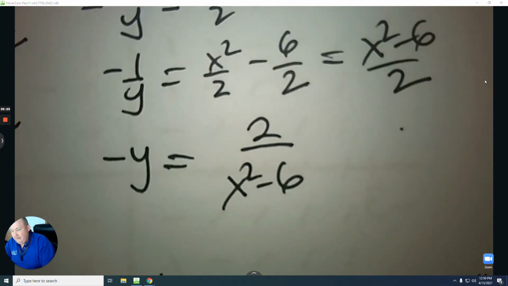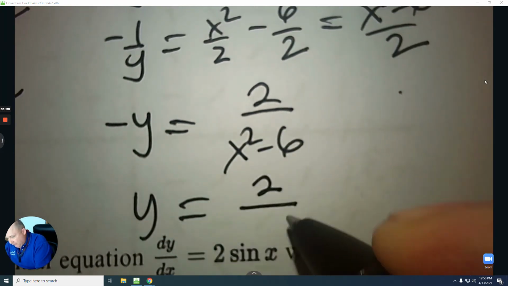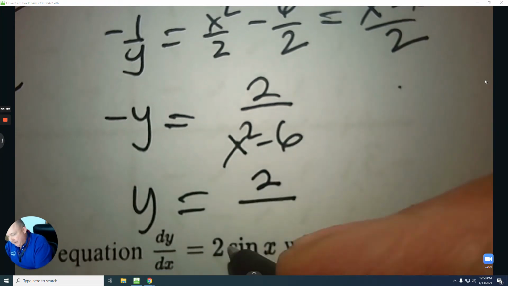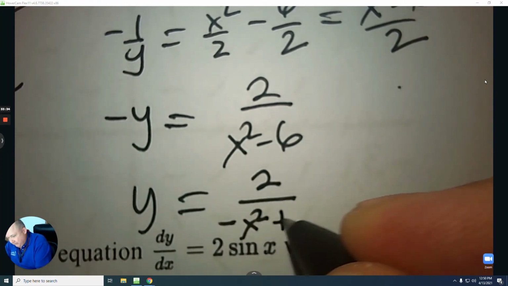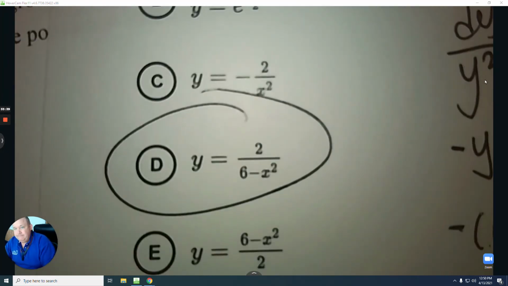And then the last thing I need to do is divide by negative 1 to get y by itself. So I can either divide the numerator or the denominator. So if I divide the denominator, I get negative x squared plus 6. And that matches with D.